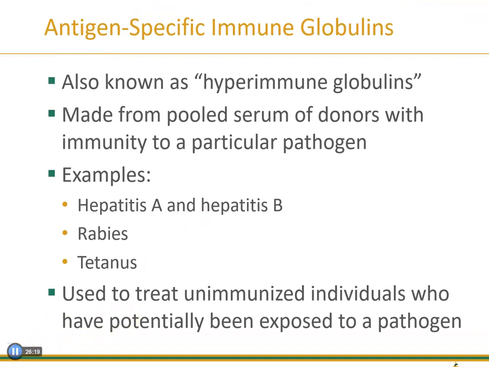There are antigen-specific immune globulins, also called hyperimmune globulins. Again, that's pooled serum from donors with immunity to a specific pathogen. They do have preparations for hepatitis A and B, for rabies, and for tetanus. We use those to treat people that are unimmunized or people that are possibly exposed to a pathogen. Humans do not get rabies vaccinations, but if they are bitten by, say, a rabid individual, they will be given this immune globulin that will protect them.